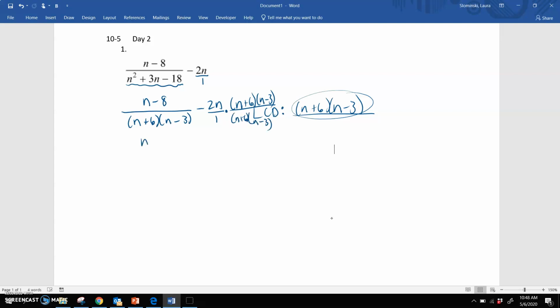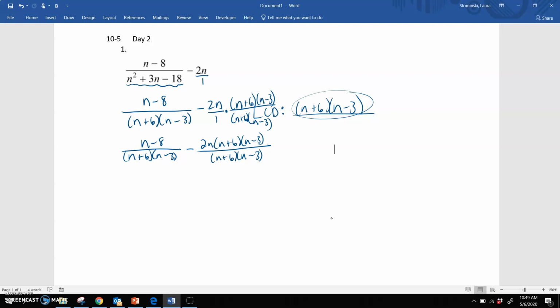So my first fraction is n minus 8 over n plus 6 times n minus 3. And then I have basically minus 2n times n plus 6 over n minus 3, all over n plus 6 times n minus 3. Now, one common mistake I see with students is that at this point they would cancel the n plus 6 and n minus 3 here, but you would virtually undo what you just did. So when you're adding and subtracting fractions, once you've simplified in the beginning, you don't simplify again until the very end. And if you find the least common denominator, you actually won't need to simplify the bottom.